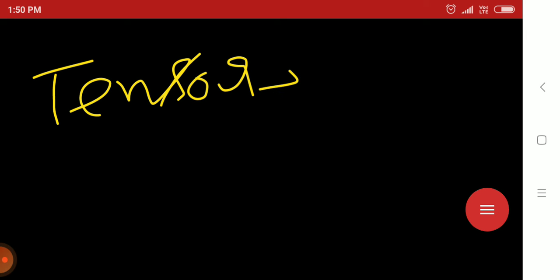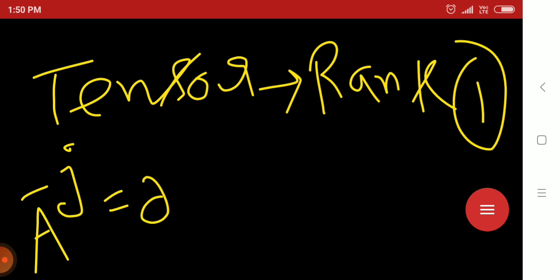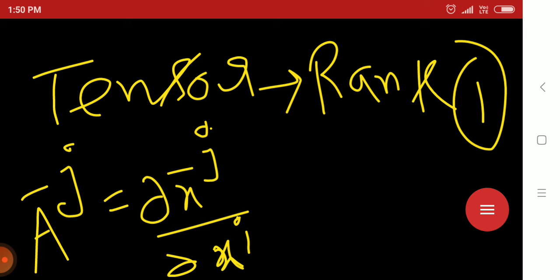Rank 1 means, for a tensor, what is the rank? You can now ask me why I am saying it is a tensor of rank 1. So I am clearing you in this case. When you are denoting Ā^j equals ∂x̄^j/∂x^i into A^i, why is this a tensor of rank 1? Because here the free index is 1.